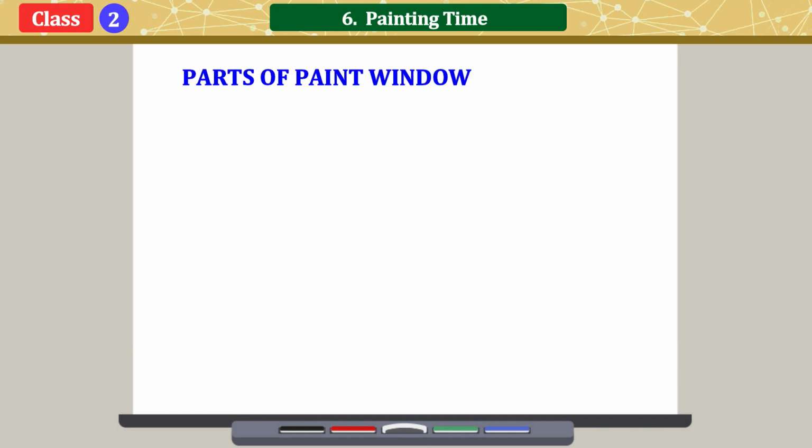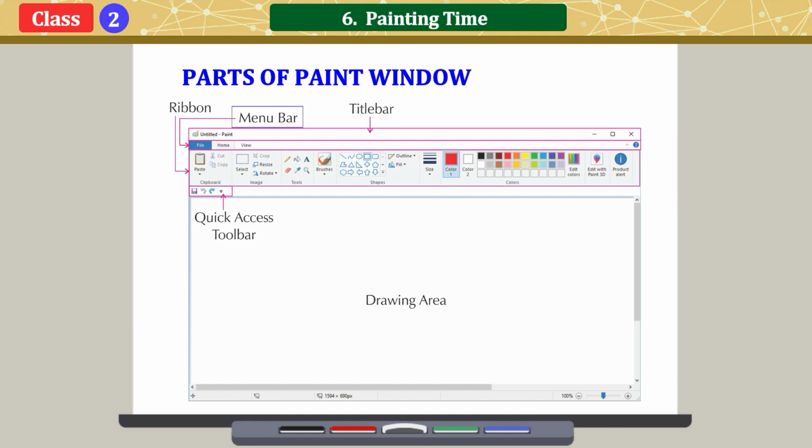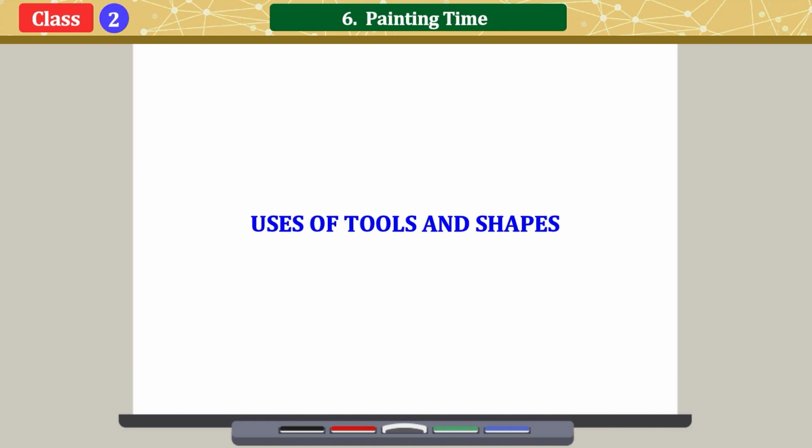Parts of Paint window. Ribbon. Menu bar. Title bar. Quick Access toolbar. Drawing area. Uses of tools and shapes.